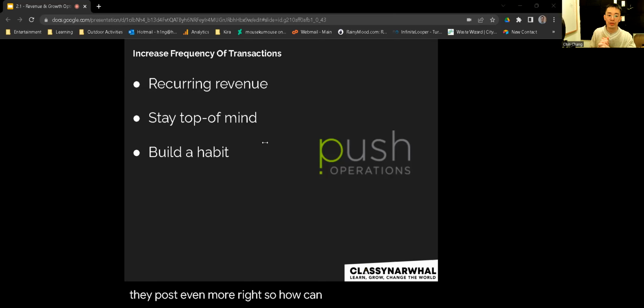So how can you consider building a habit into the usage of your product or service, either by associating it with a trigger or designing a reward system where when people take action, they get some sort of reward that incentivizes them to reinvest into your product or service.